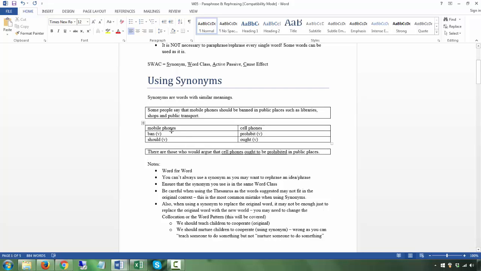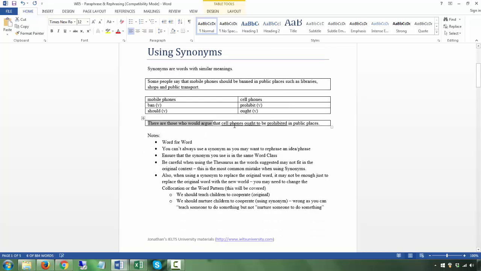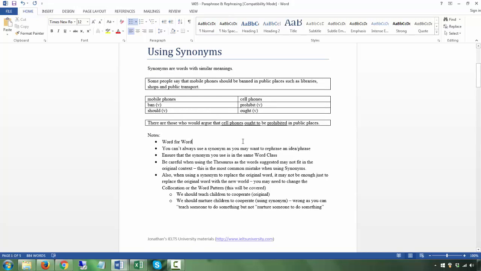You realize also that, besides these three words being used in replacement of these three, you also have other ways of structuring this. Rather than saying some people say, you can say there are those who would argue, okay. So of course there's more rephrasing going on than just these three words, right? But that is one way to paraphrase or rephrase, okay. So it's a word for word replacement.